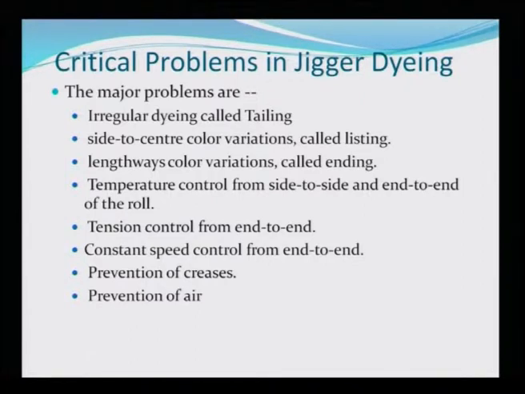So, these are the major problems that one figures out, because jiggers are open and therefore there is irregular dyeing. What happens is that from the side the dyes will penetrate, and towards the center, a lesser amount of dye would reach. Therefore, side to center color will show a variation, and this is called listing. Lengthwise also the color variation will be there.